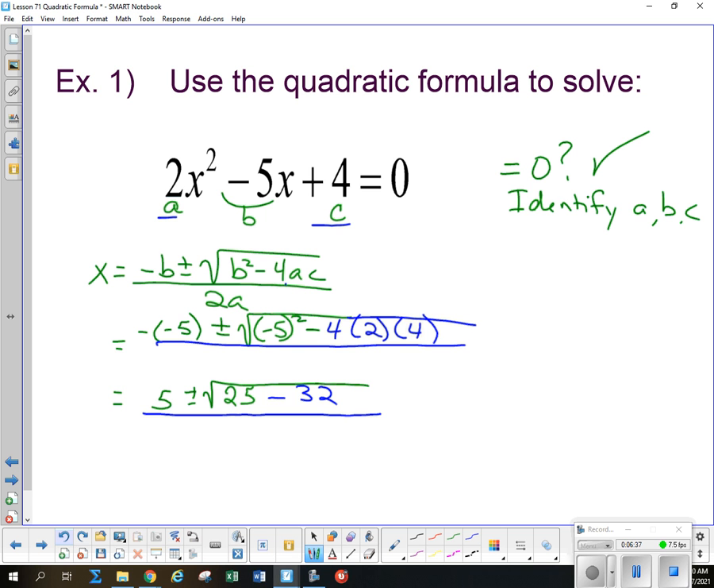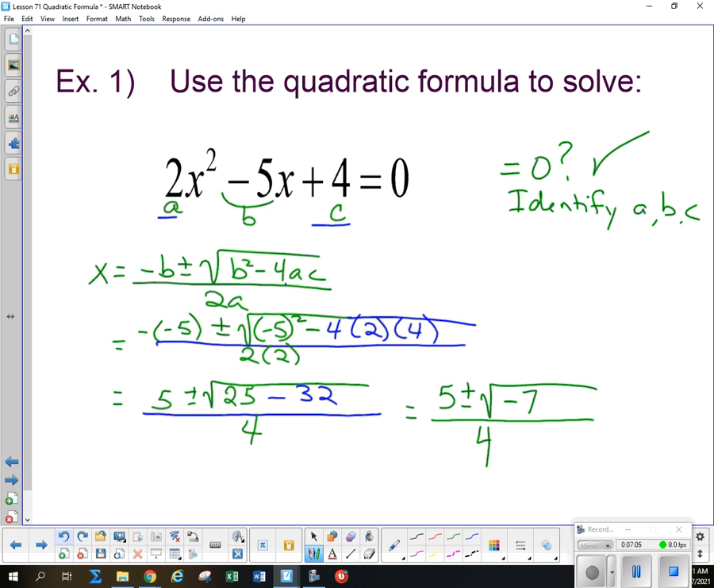And that needs to all be over 2A. So 2A was also a positive 2, so that is all over 4. Now we simplify. 5 plus or minus the square root of 25 minus 32 is going to be a negative. And specifically, it's going to be a negative 7. And that is all over 4.